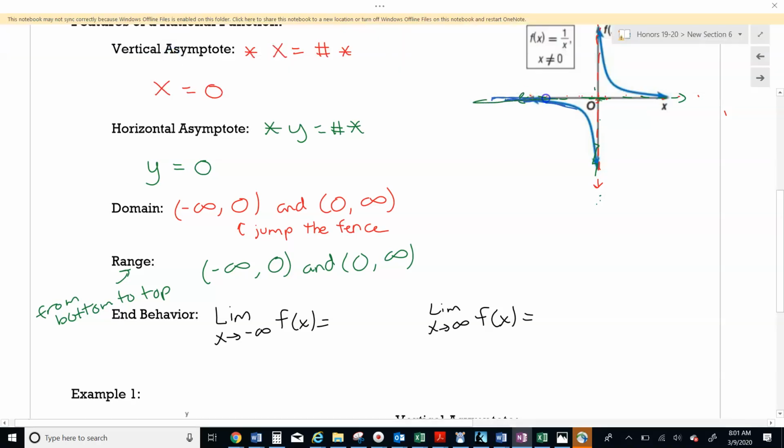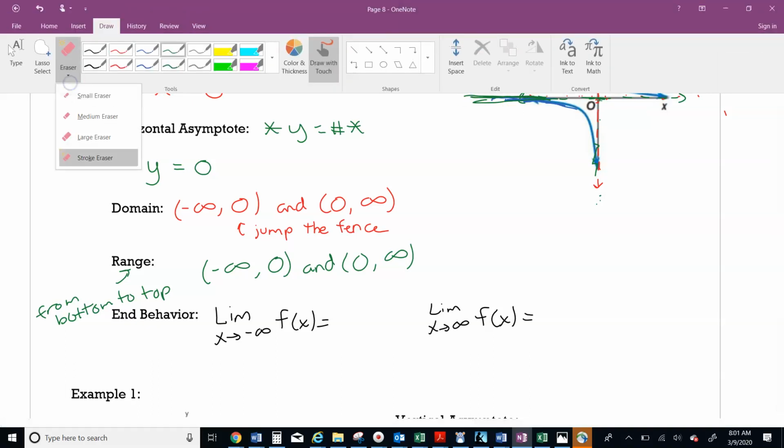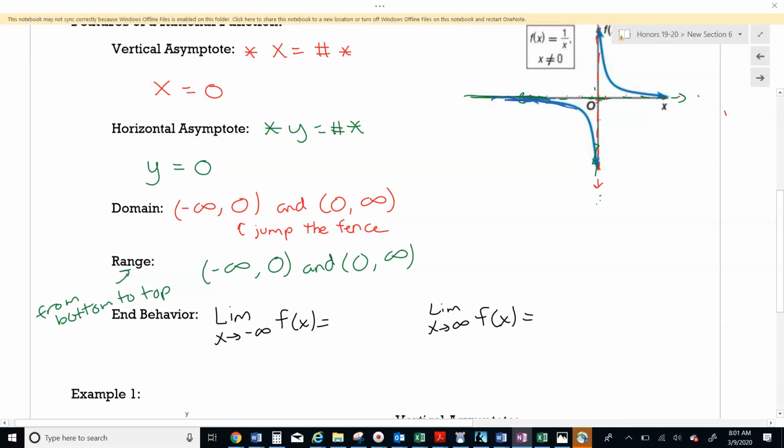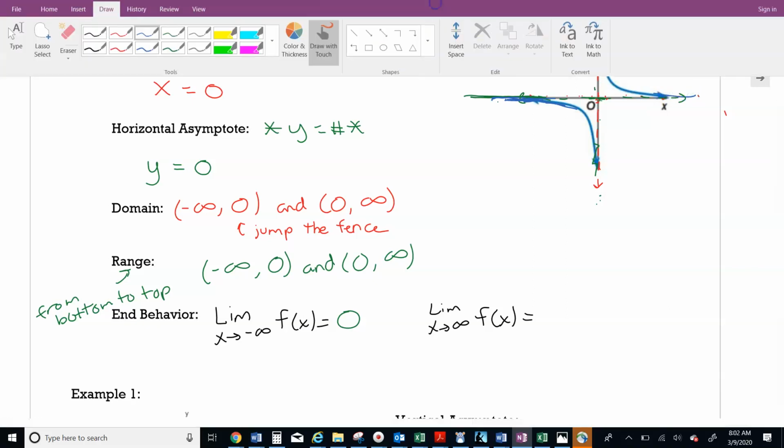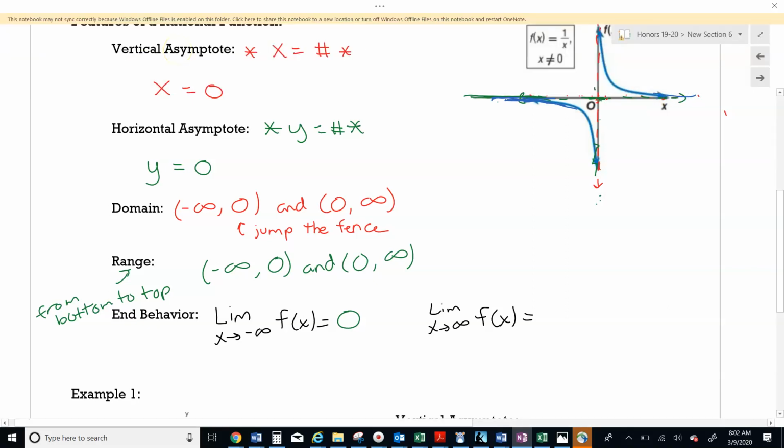Right? If I extended this forever, my blue line is becoming my green line, okay? So my limit as x approaches negative infinity is getting closer and closer to our horizontal asymptote. Same thing here, right? It's getting closer and closer to that horizontal asymptote as well.